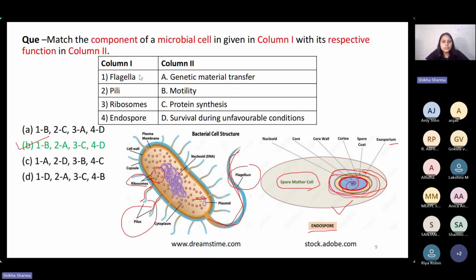So if we see flagella, its function is for mobility, and pili, its function is for genetic material transfer. Then ribosomes are basically used for protein synthesis or enzyme synthesis, and endospores are for survival during unfavorable conditions. So B option is correct here.